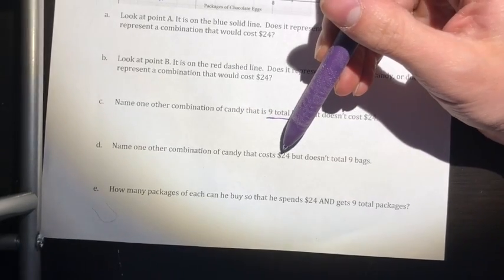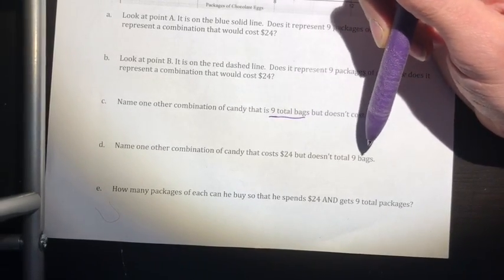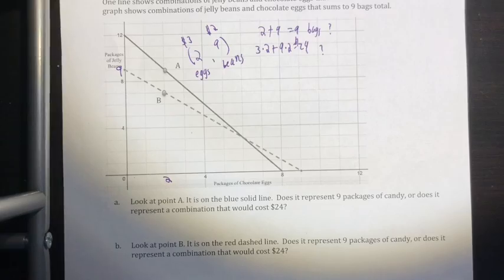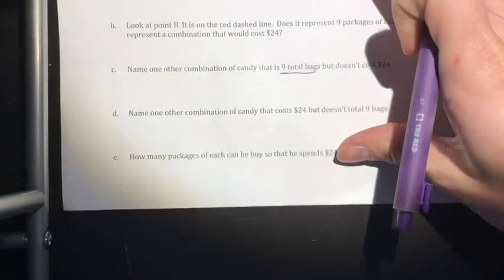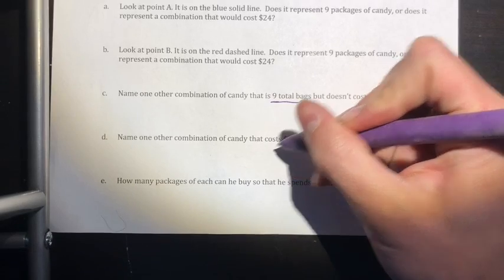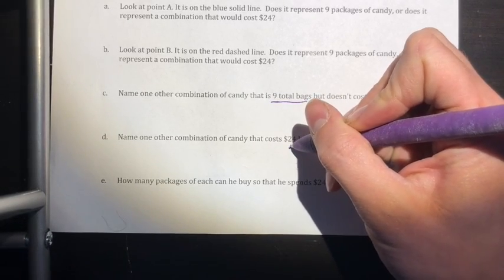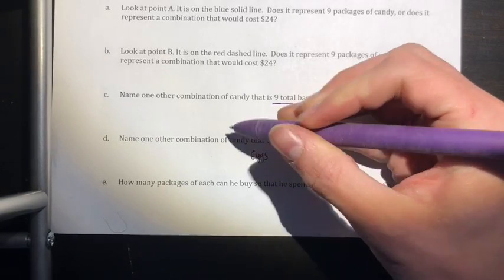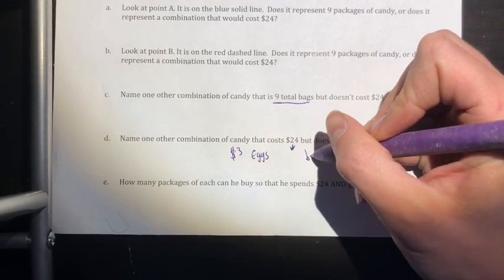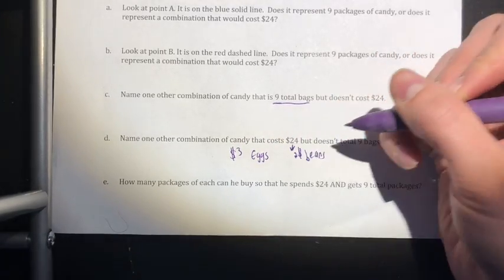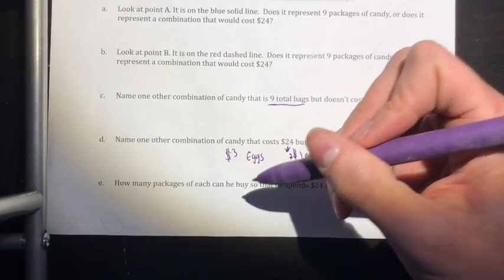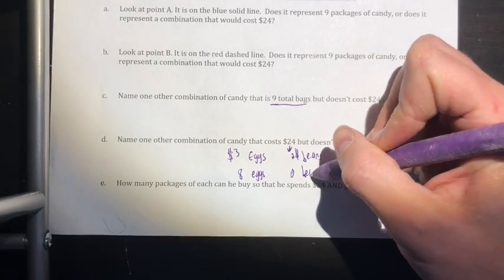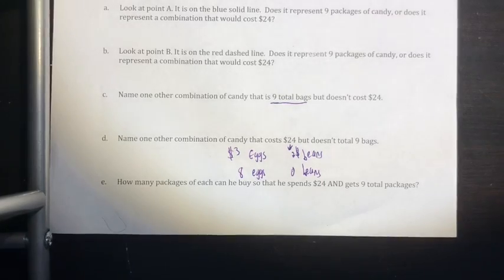And then another combination that costs $24 but does not total 9 bags. So another combination on that line that represents the money that costs $24. And you can really trial and error. Let's see, so eggs are $3 each, and beans are $2 each. So maybe he'll buy 8 packages of eggs and no beans. He could buy that.